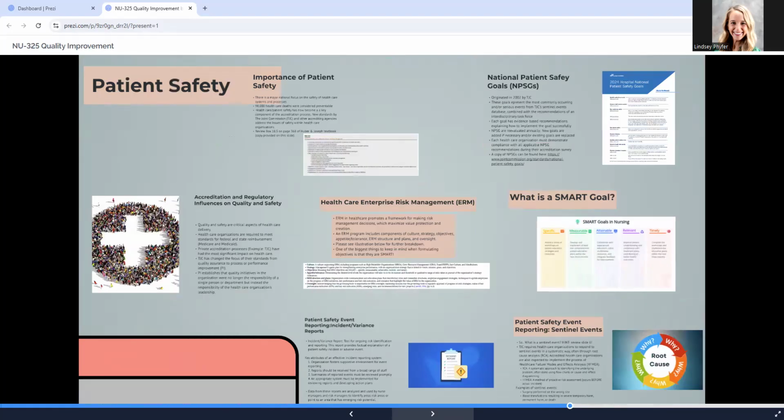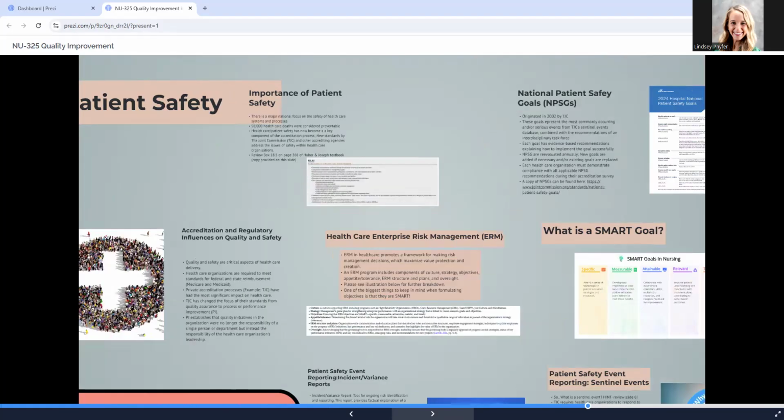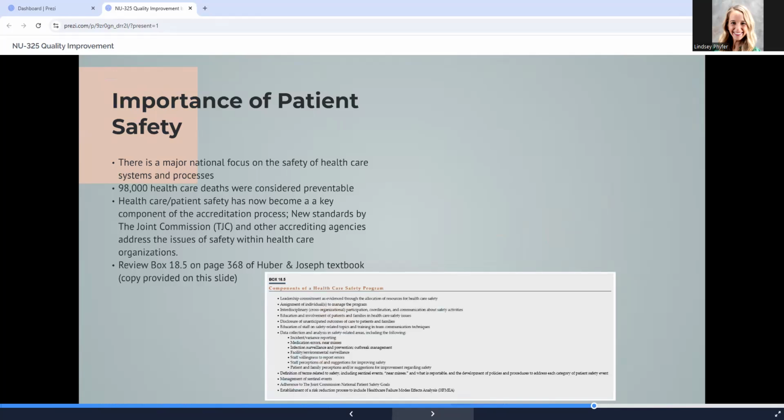So now let's look into patient safety a little bit more. So why is it important? Your textbook actually has all of this in box 18.5. I provided a copy of it here for you to look over, but there is a major national focus on the safety of healthcare systems and processes. 98,000 healthcare deaths were considered preventable. That automatically says that there is room for improvement when it comes to patient safety in the healthcare industry.